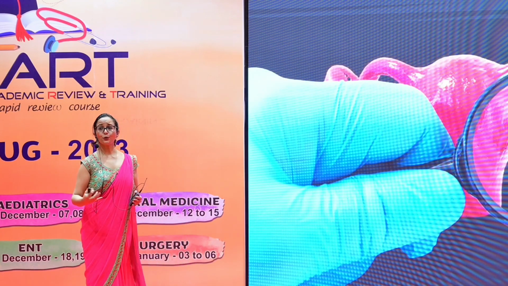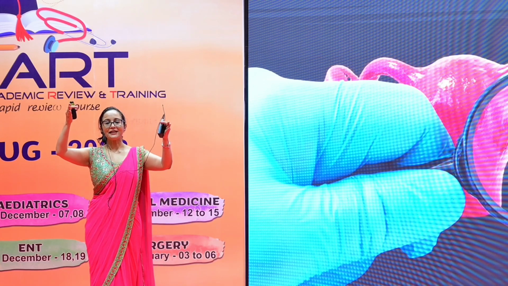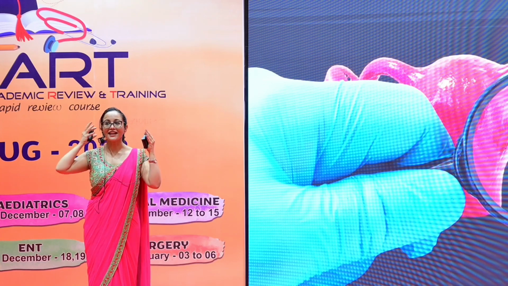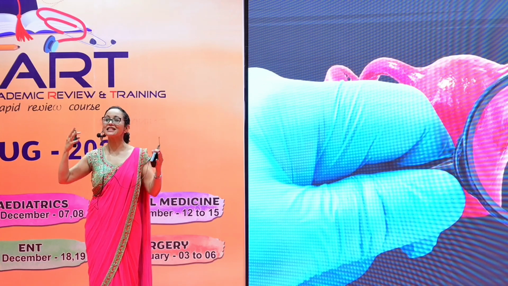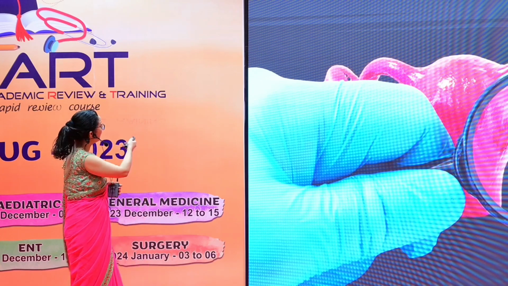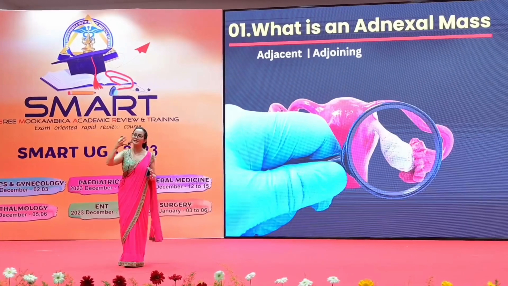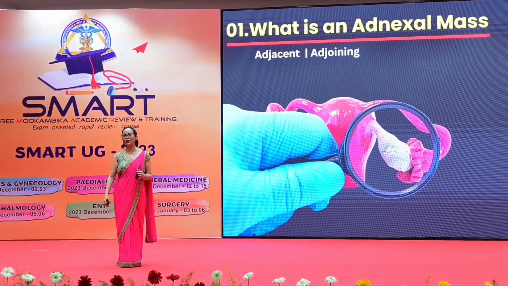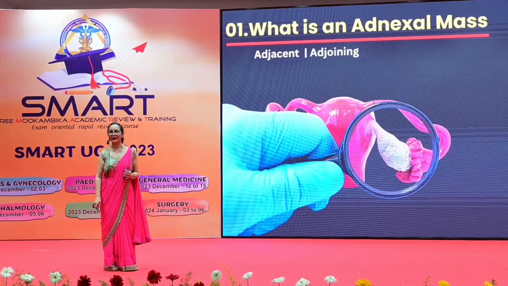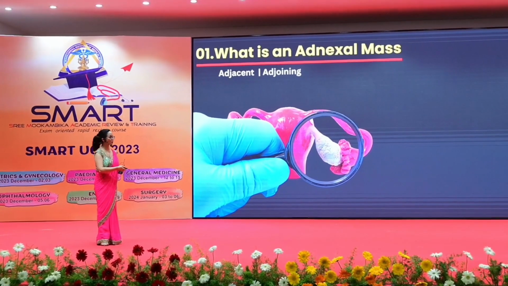Now I told you why these two structures are together. In the midline are the uterus, cervix and vagina. On the sides, like 2 ears, are the ovaries and the tubes, on both sides. The meaning of adnexal is adjoining. Adjoining means next to the main reproductive organ, that is the uterus. That's why they are called adnexal structures.